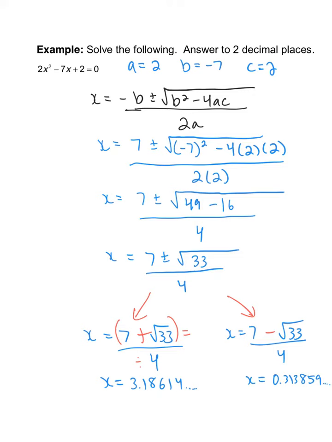And then finally, we just need to round to 2 decimal places. So my first answer is 3.19, and my second answer is 0.31.